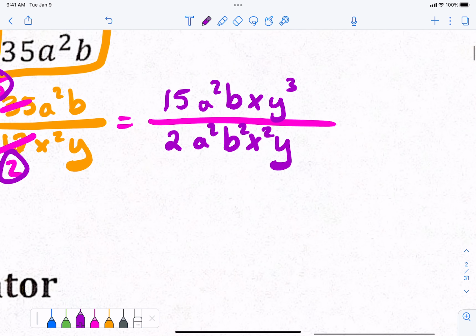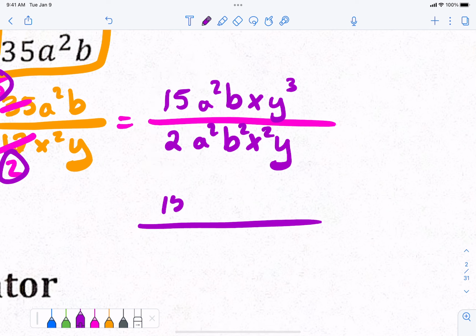All right, so here we go. 15 and 2 should be reduced. Got it? They are. So I'm going to leave the 15 on top and the 2 on the bottom. Now let's focus on the A's. I have 2 A's on top and 2 A's on bottom. Cancel everything. They're gone.